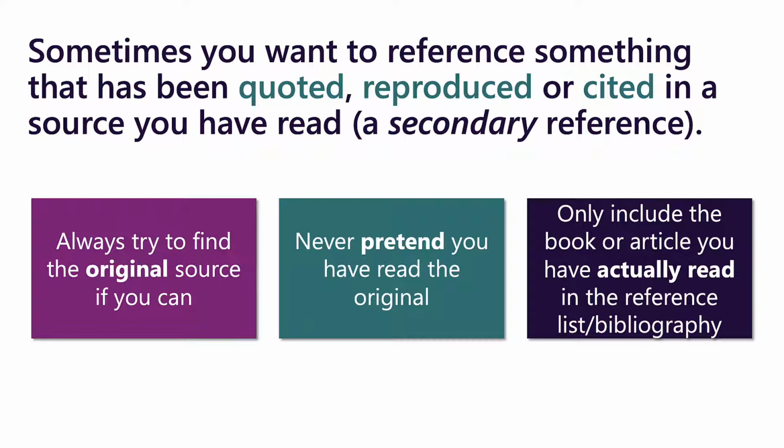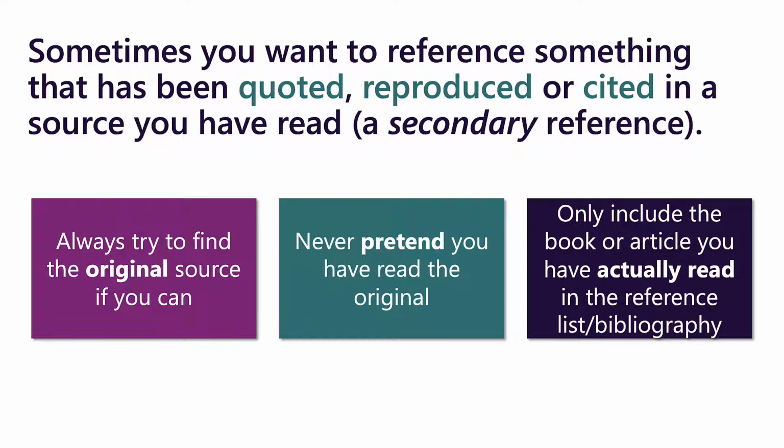And sometimes you want to reference something that's been quoted or reproduced or cited in the source you've read, so a secondary reference. Our advice is to always try to find the original source if you can. Always try and find that original. You don't know if it's been taken out of context. You don't know if there's some bias to it as it's been reproduced in another book. Never pretend you've read the original if you haven't found it. Lecturers seem to have some sort of sixth sense for finding out that you haven't.